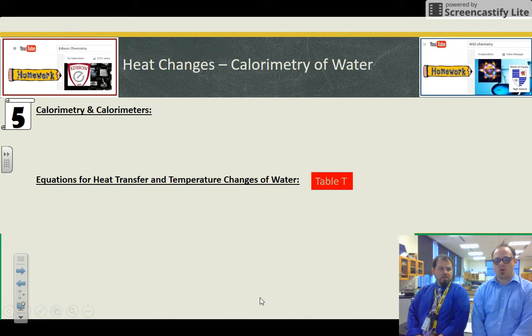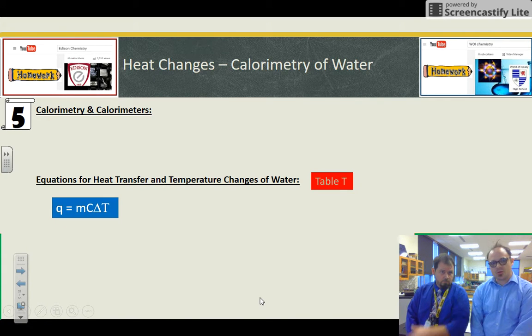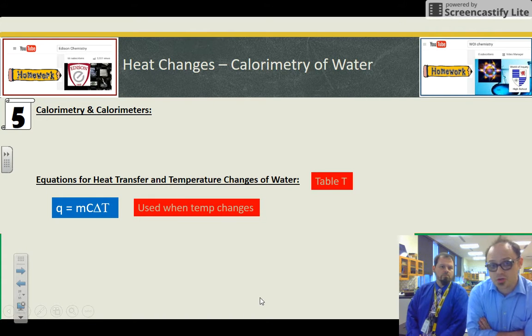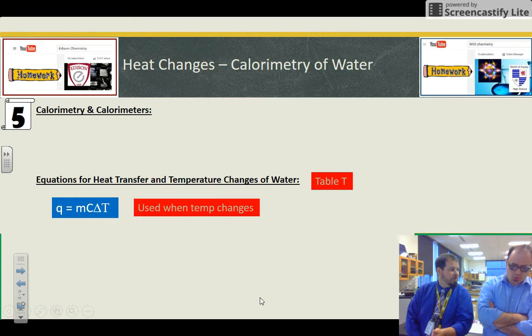Table T is going to help give us those equations, and there are 3 of them packaged in there. We call this one q = mcΔT. We only use this one when temperature is changing. That's the delta T. We're going to apply that later to our heating and cooling curves. Where is the temperature changing? We'll know where to use that equation.